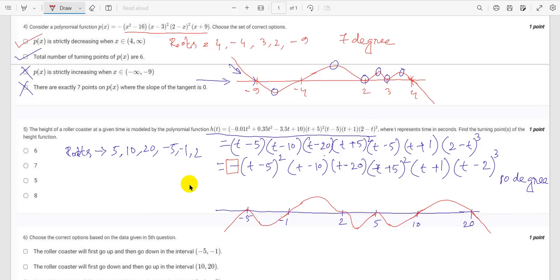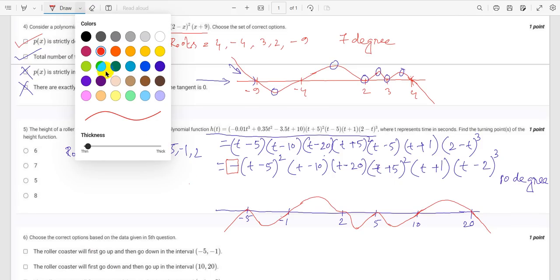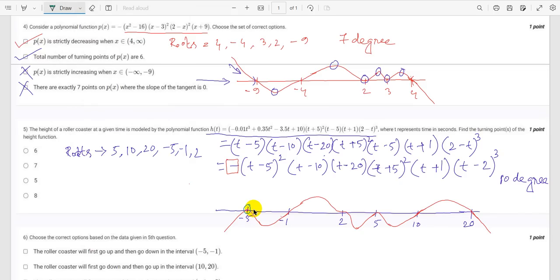Now we have to find the turning points. So these are our turning points, these ones, these. So 1, 2, 3, 4, 5, 6, 7, 8. So the number of turning points is 8. This is our correct option.